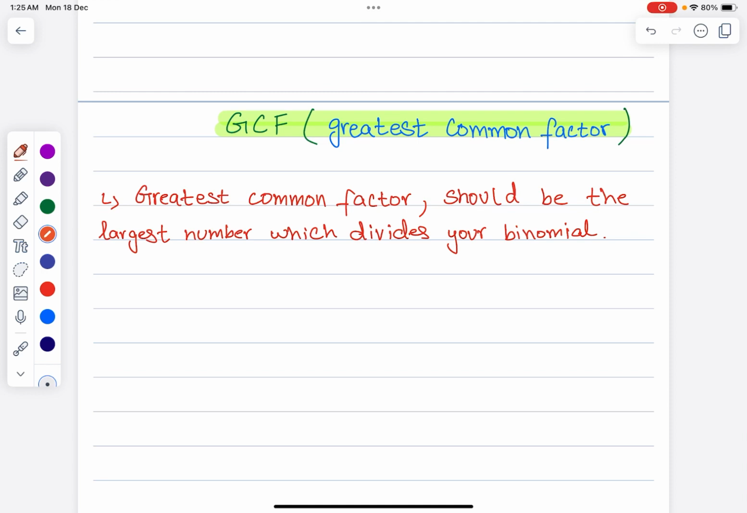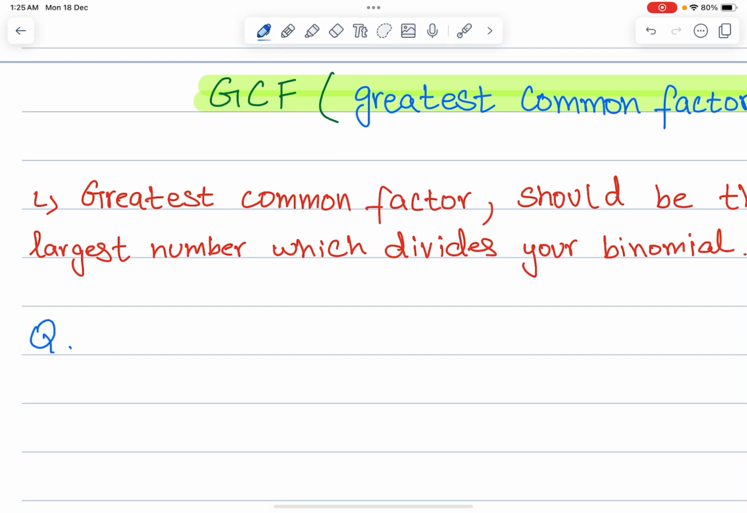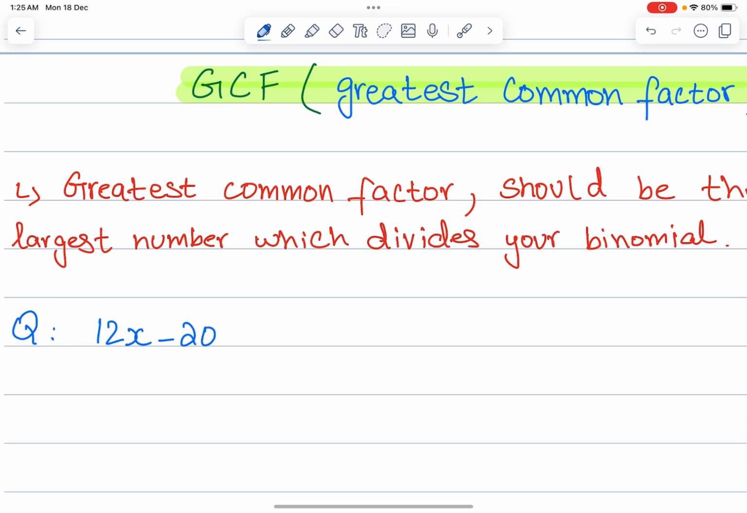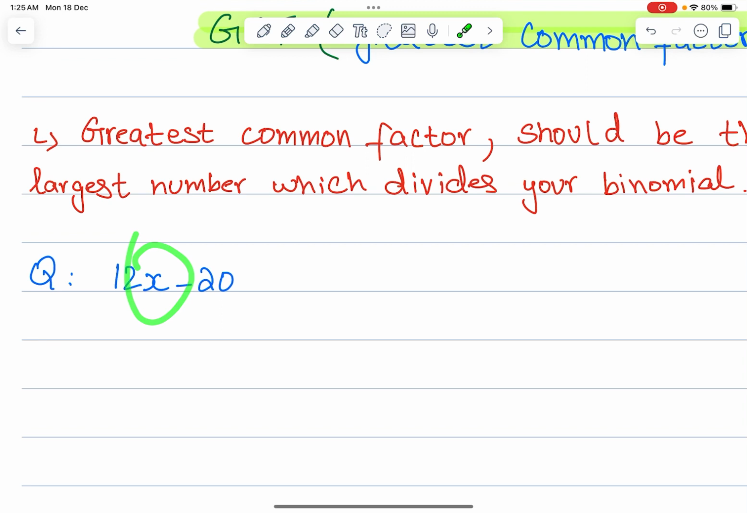I have a question like this, which is 12x minus 20. In this case, we have just one variable term, 12x, and one simple constant term, negative 20. I'm going to talk about when you have two variable terms, which is going to be type 2, in just a few minutes.